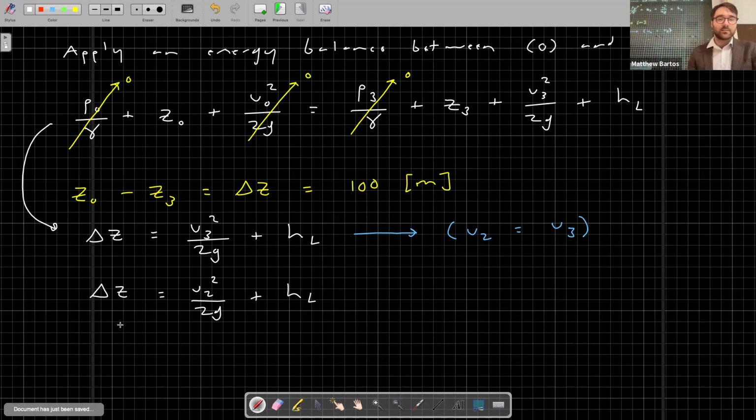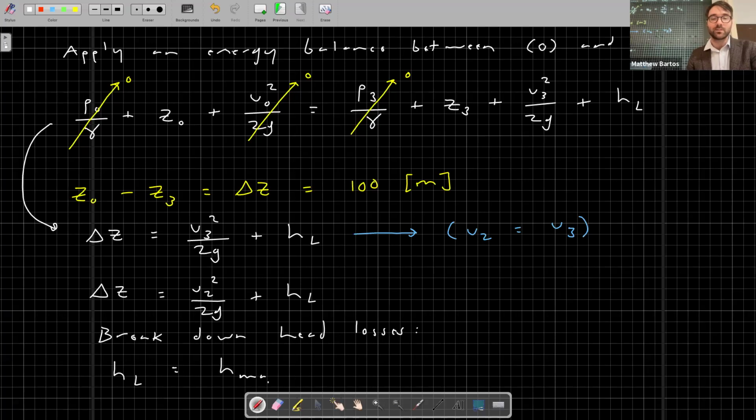Okay, so let's break down the head losses. There are two main types in this problem. Our total head losses are equal to the sum of our major losses, so I'll write this as H major, plus H minor for the minor losses. So we need to account for both of these losses now. Let's take a look at the major losses first.